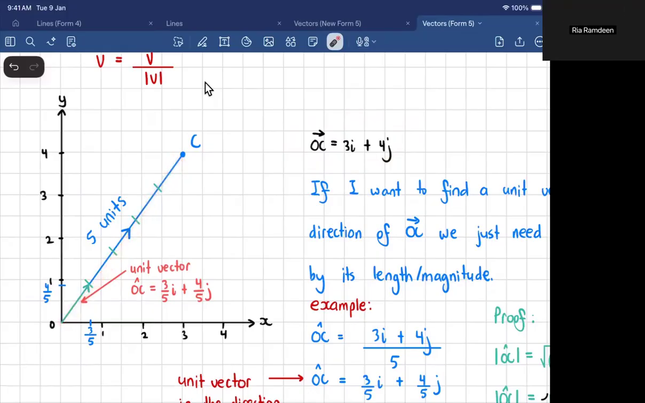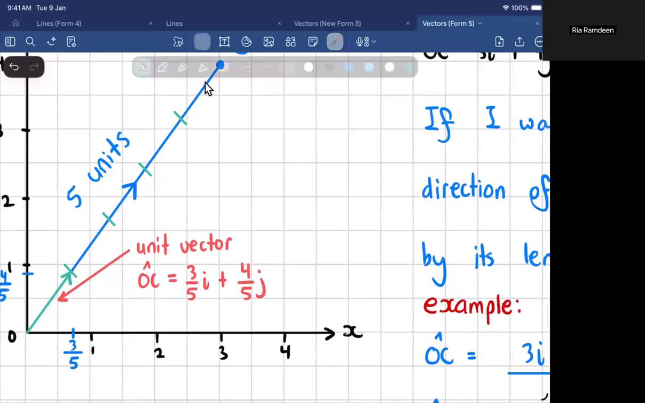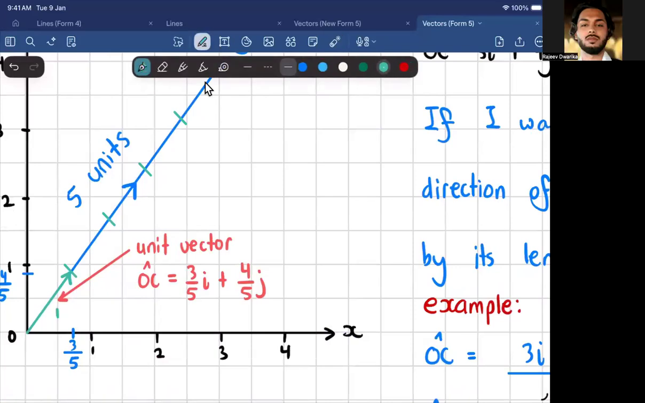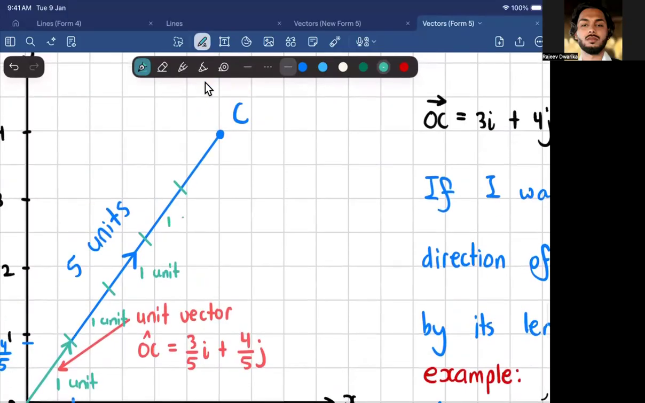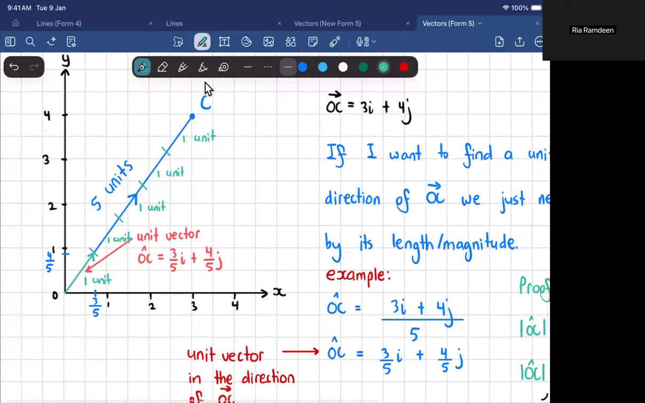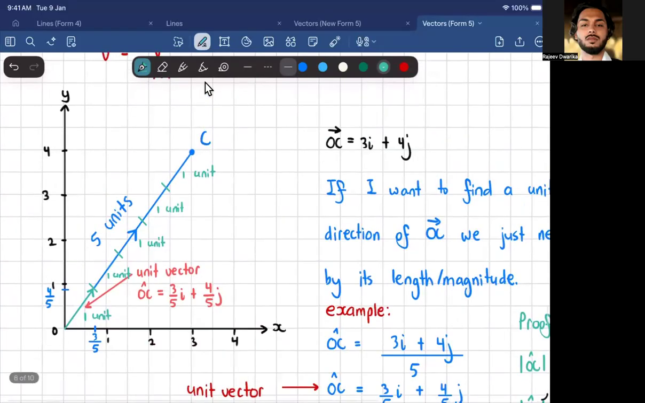Yes. Yeah, so this would be a length of 1. This would be a length of 1. This would be a length of 1. Length of 1. That makes perfect sense. Yeah. So I could include any diagram. This would be 1 unit. Great. So you're sure you understand that like crystal clear.